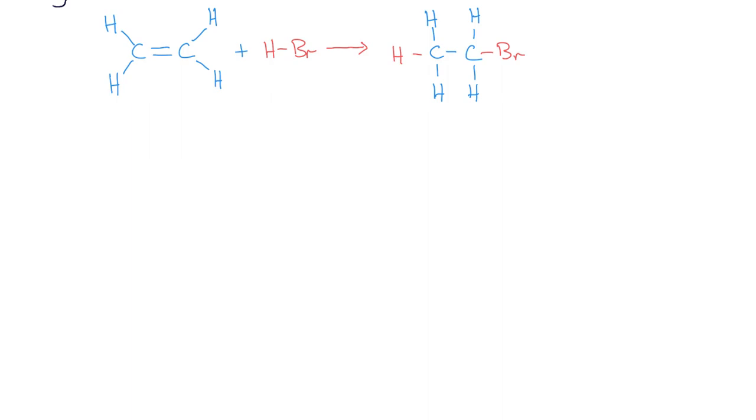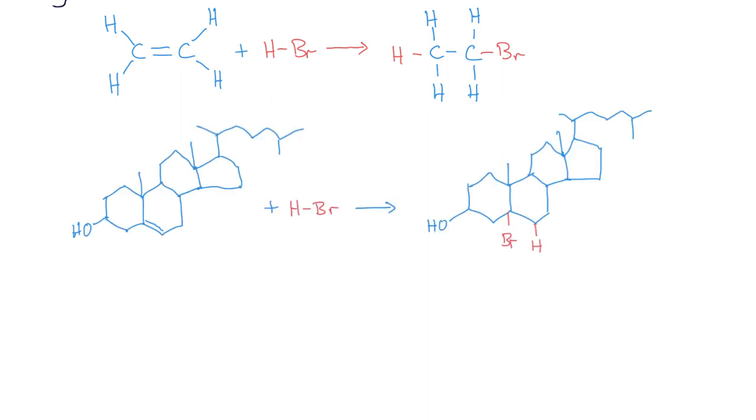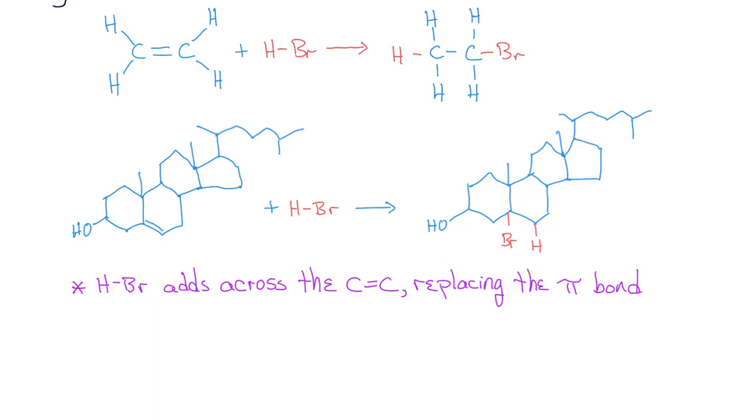Let's look at another molecule that has a double bond and see how that molecule reacts with hydrogen bromide as well. This molecule is a steroid known as cholesterol. When we react it with hydrogen bromide, we notice that the carbon double bond that was in place has now reacted, and a bromine has been added to one of the carbons and a hydrogen has added to the other. In general, what we see in these reactions is that it doesn't matter what else is present in the molecule, but the hydrogen and bromine atoms are added across the carbon-carbon double bond, replacing the pi bond.